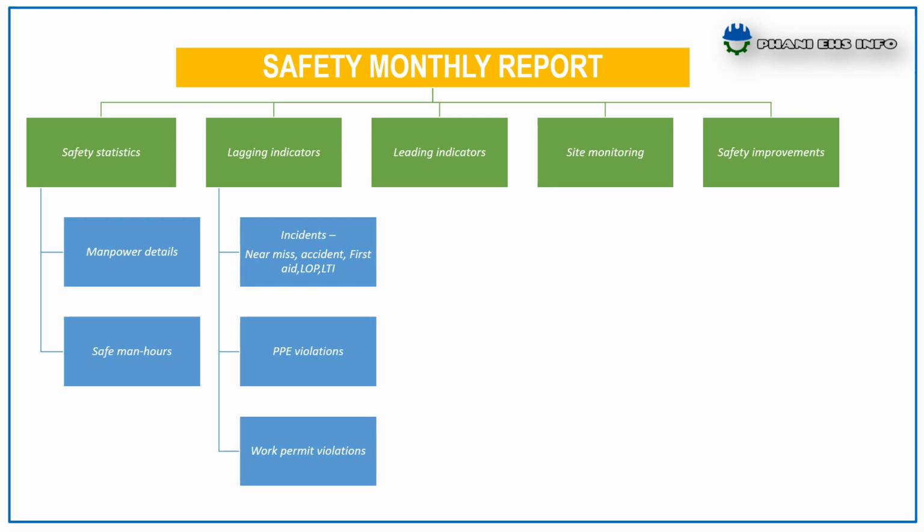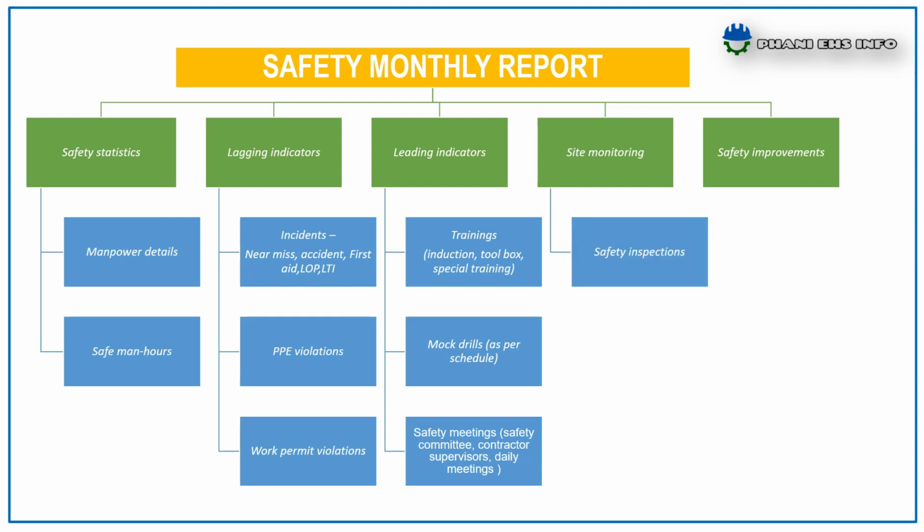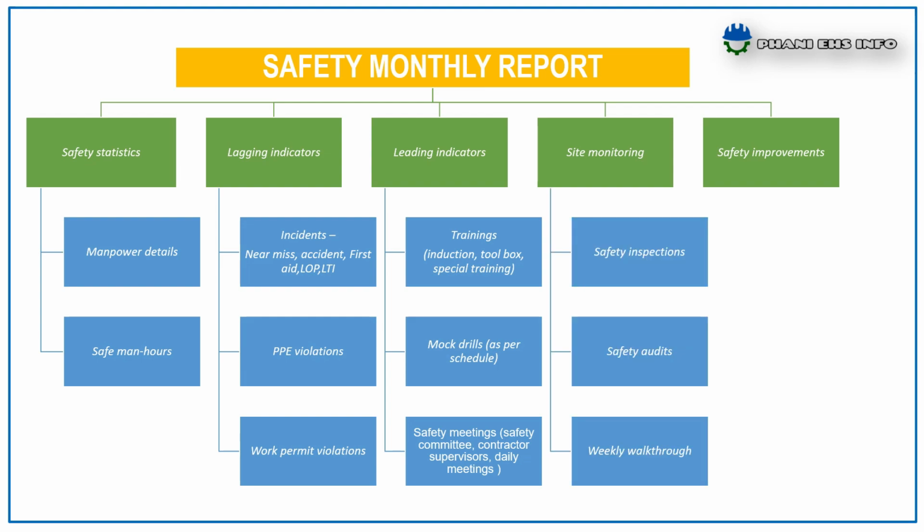Next one, leading indicators. Safety leading indicators are proactive measures that measure prevention efforts and can be observed and recorded prior to an injury, which includes trainings, mock drills, and safety meetings, etc. Next one, site monitoring. Monitoring of critical activities, workplace equipment conditions, etc., through inspections, audits, and walkthroughs.